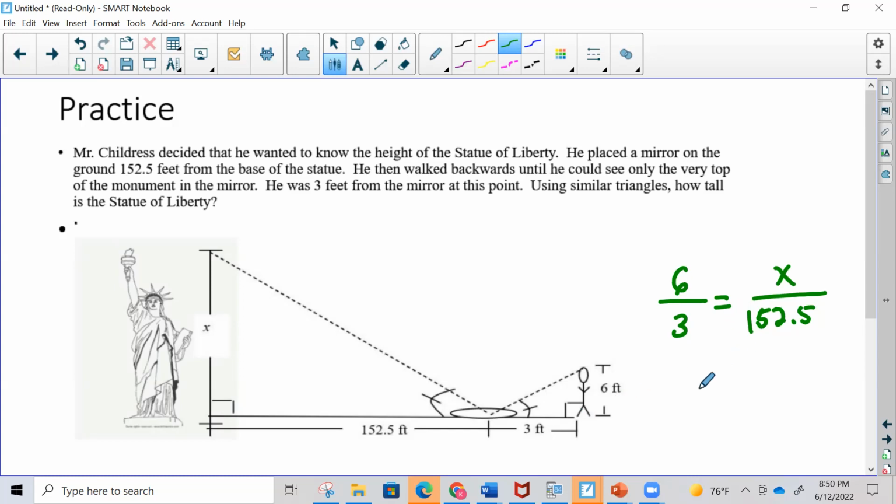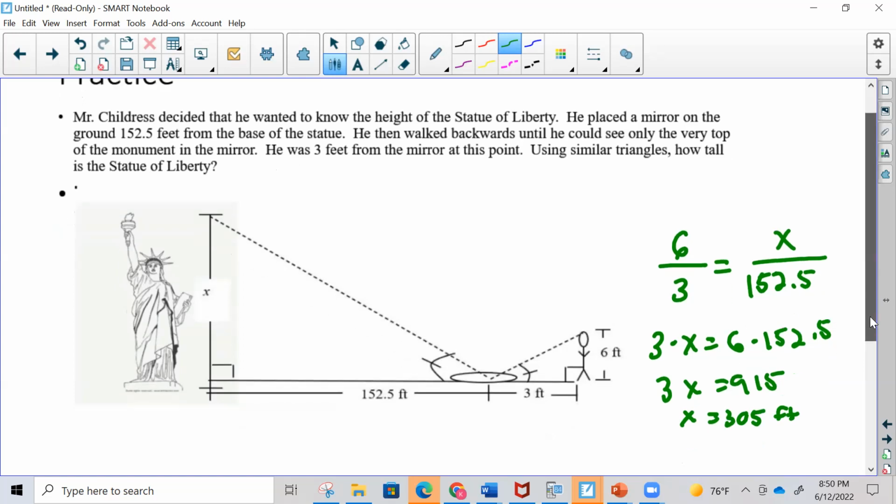And then when you solve this, you cross multiply. So you multiply 3 times x and then 6 times 152.5, and you put the equal sign in the middle. Okay, so 6 times 152.5 gives us 915. And then if you divide by 3, you get 305. And so the Statue of Liberty is approximately 305 feet, based on this.